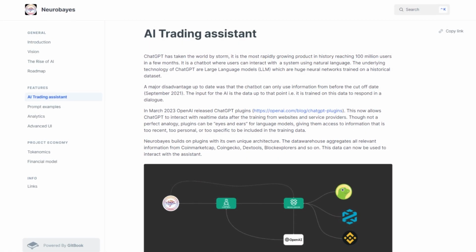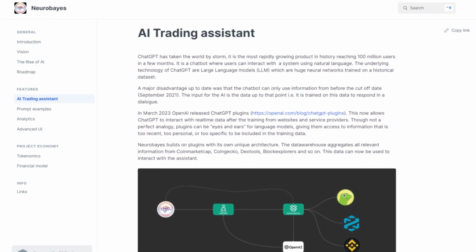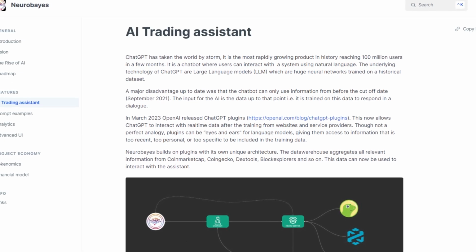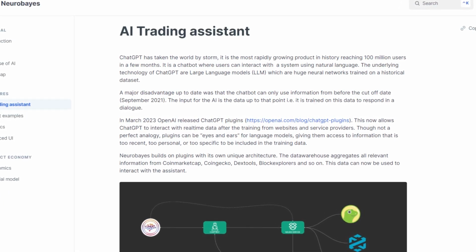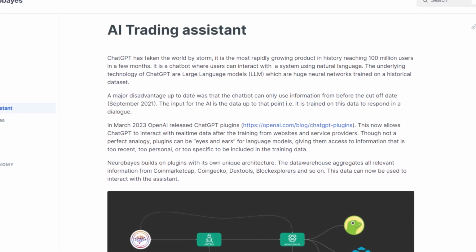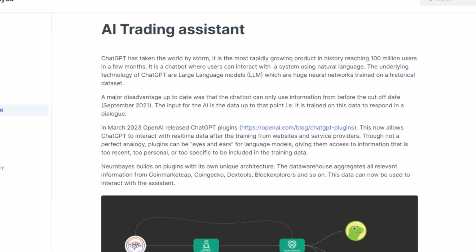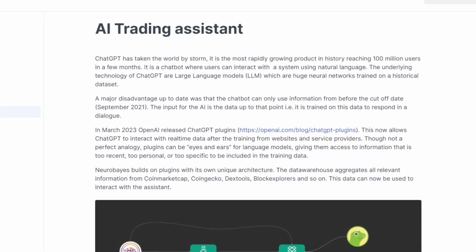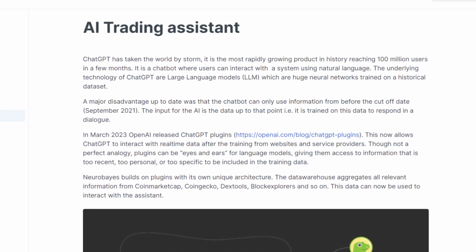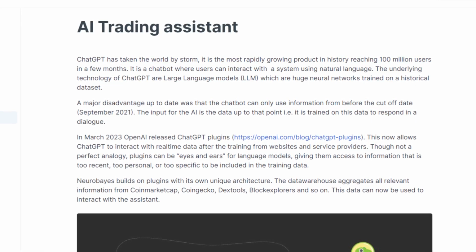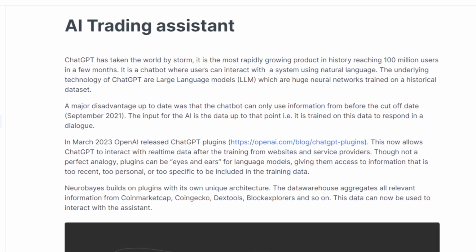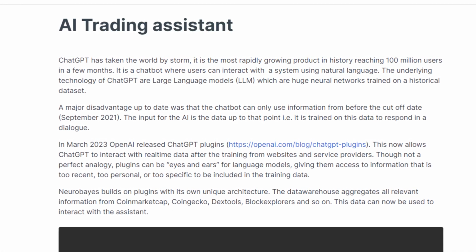ChatGPT, a chatbot based on large language models, has gained massive popularity with 100 million users in just a few months. Its limitation is that it can only use data up to a cutoff date, which is September 2021. However, OpenAI released ChatGPT plugins in March 2023, allowing it to access real-time data from website and service providers. Neurobayes utilizes this technology with its unique architecture and data warehouse that aggregates relevant information from various sources, which can be used to interact with the AI trading assistant.